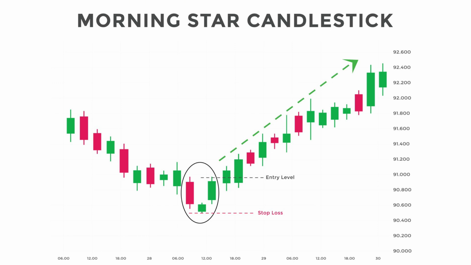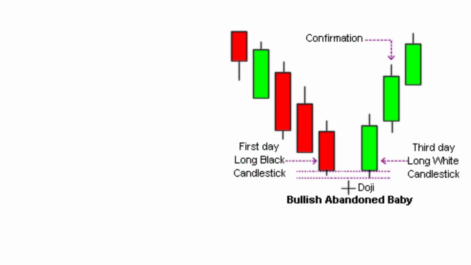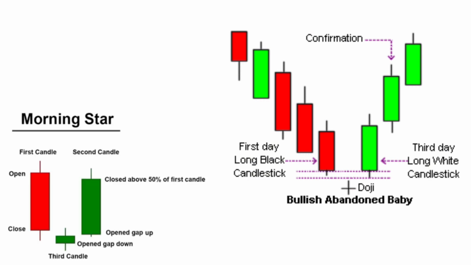So, what's the real difference? The bullish abandoned baby screams, the market is done selling, now it snaps. The morning star whispers, selling pressure is fading. Let's see if the buyers can step in. One is explosive, the other is rotational.